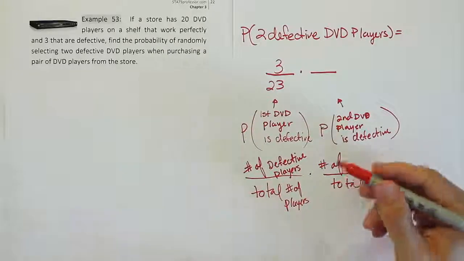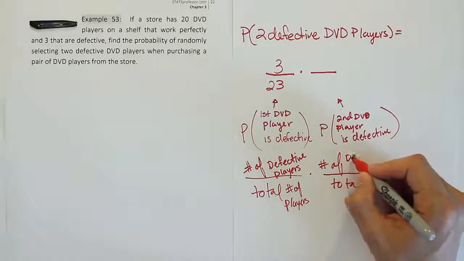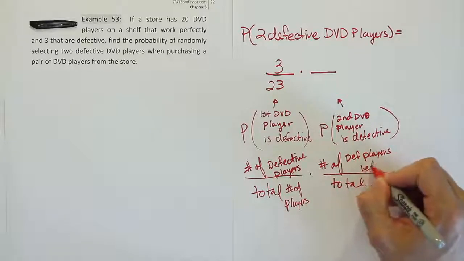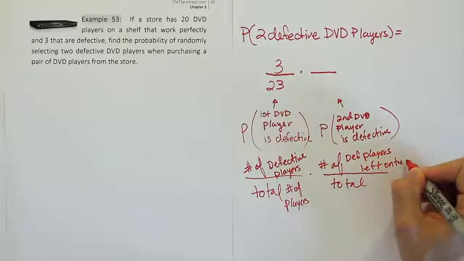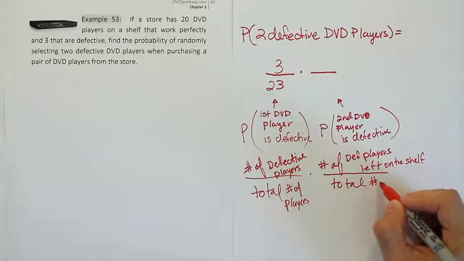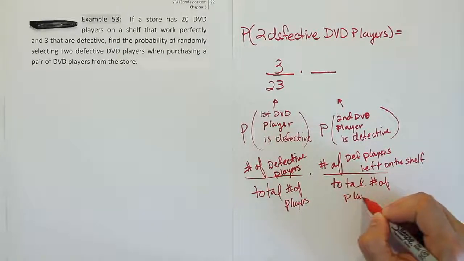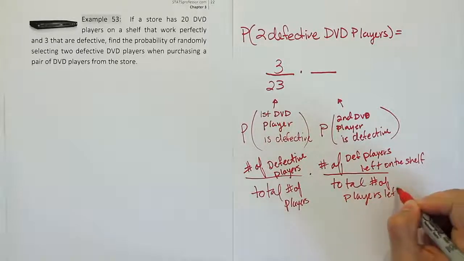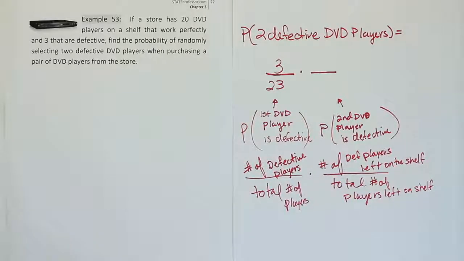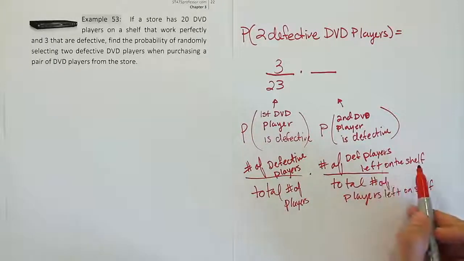So what I need to write here is the number of defective players left on the shelf, over the total number of players left on the shelf. Isn't that the proper wording for this probability? I think so, right? Because what we're saying here is that the number of defective players left on the shelf is no longer what it used to be.